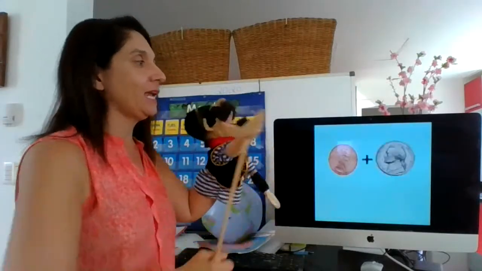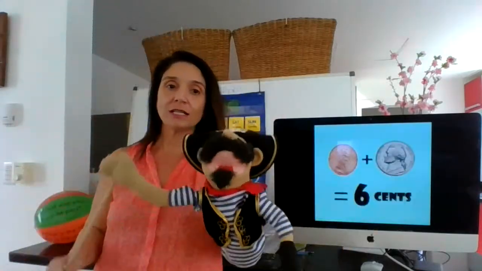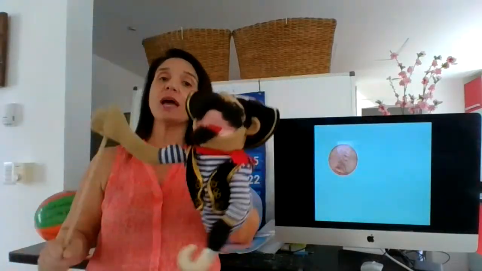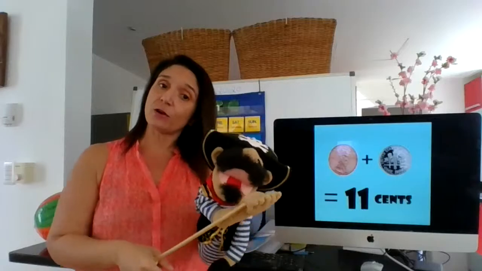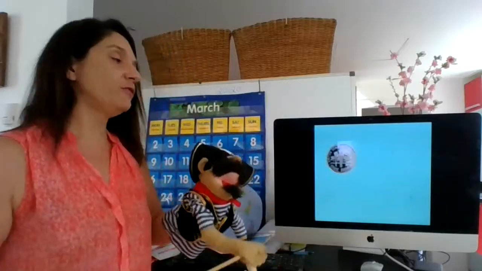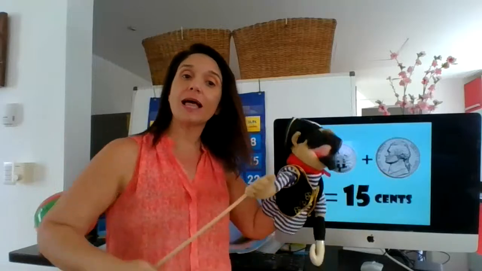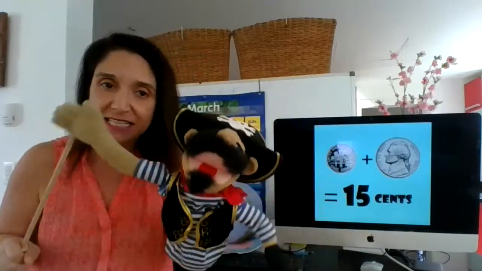If you have a penny plus a nickel, put them all together and you have 6 cents. If you have a penny plus a dime, put them all together and you have 11 cents. If you have a dime plus a quarter, put them all together and you have 35 cents. If you have a dime plus a nickel, add them all together, you have 15 cents.